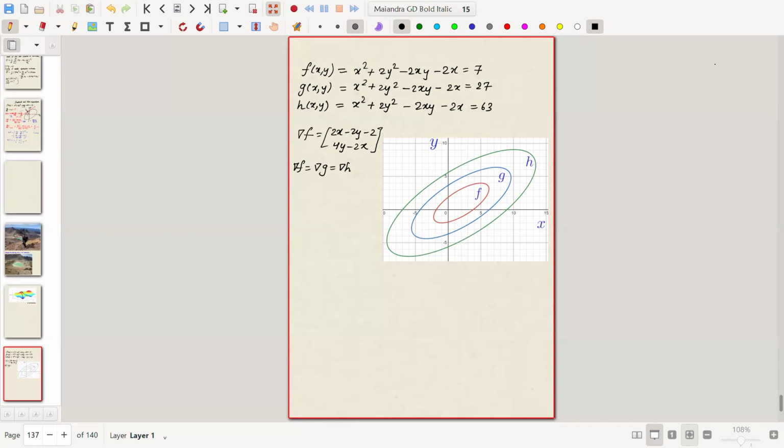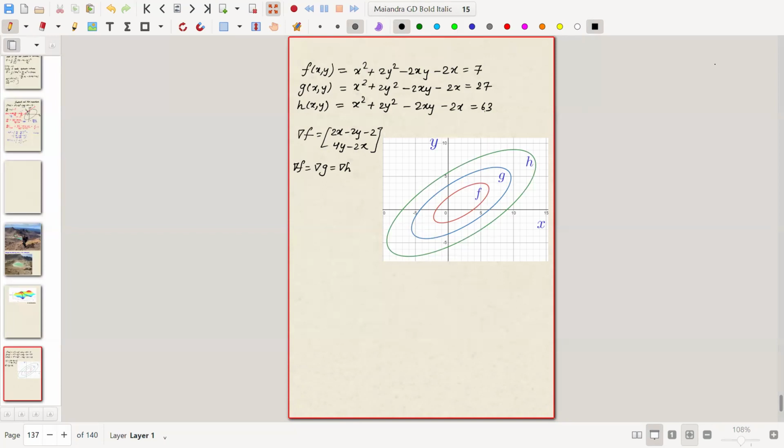Why am I saying that? Because the functions are totally the same and only differ in the constant value, and that constant value turns out to be 0 when you are differentiating. So therefore, the gradient of f is the same as the gradient of g is the same as the gradient of h. What does it mean? It means that if the gradient is the same, they will share the same normal vector.